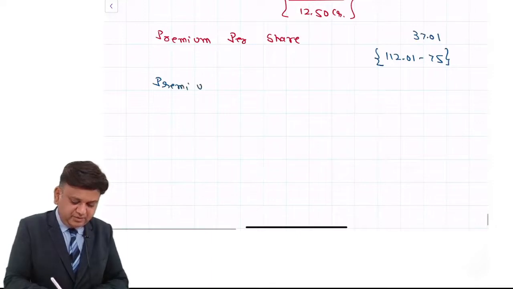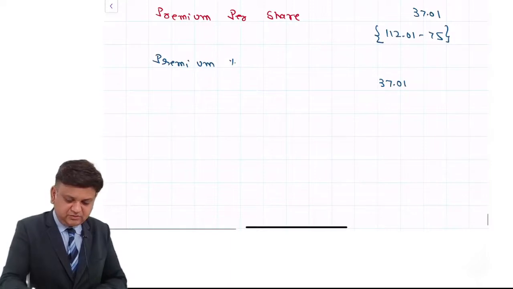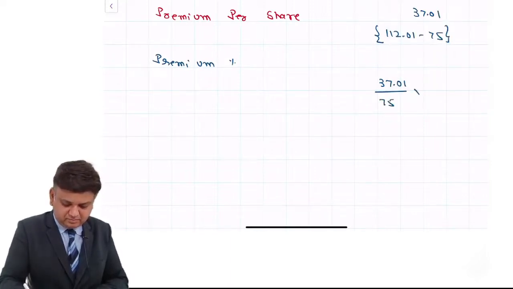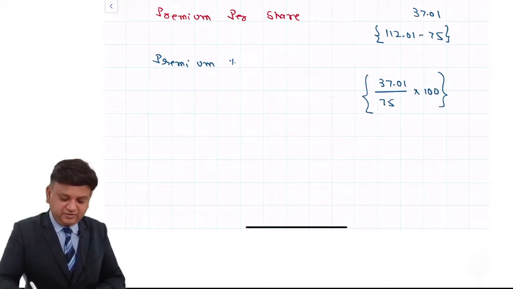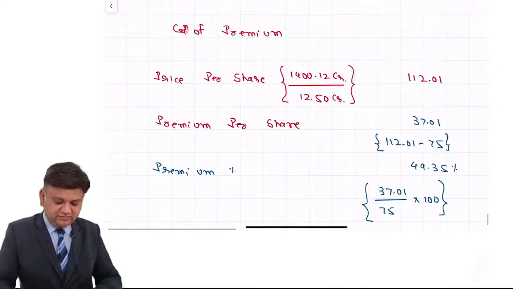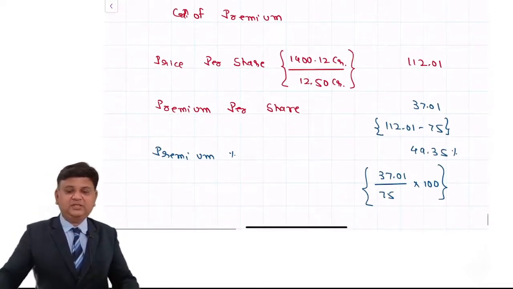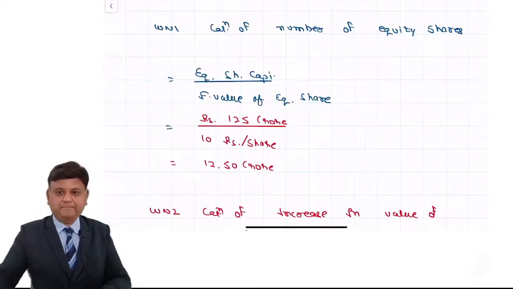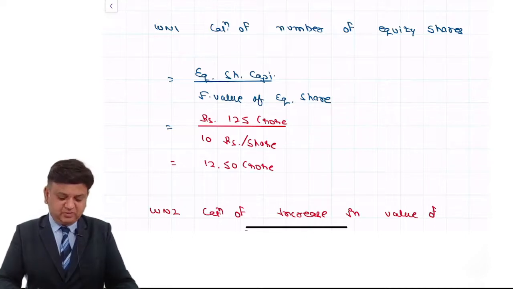We can compute the premium in percentage terms also. That is, 37.01 is the excess price over 75. That comes to 49.35%. This is the way the premium can be calculated using the first method. Now we have to do similar working for the second method. So just revising the first method before we proceed to the second one.